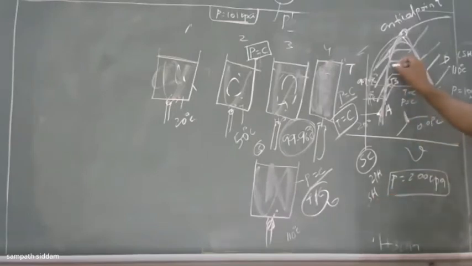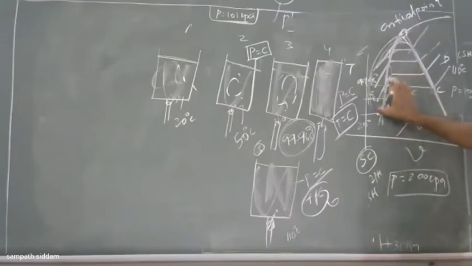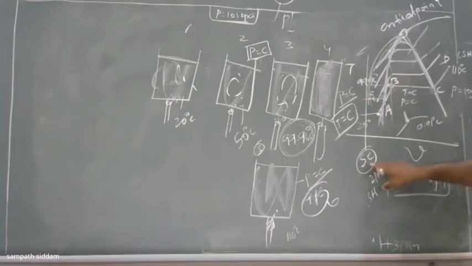So this A to B region, we call it supercooled. And this B to C is a two-phase region where you have some liquid as well as vapor. And this region, C to D, we say is superheated. Okay. So how do you identify?